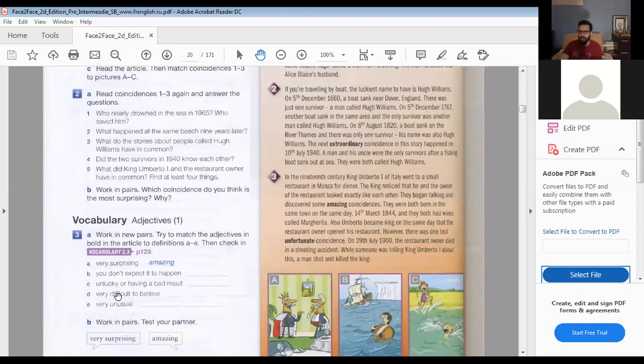Okay. So the first one is B, amazing. The second one, you don't expect it to happen. Unexpected. All right. So let's write this. So you think this is unexpected. What about unlucky or having a bad result? Unfortunate. All right. So unfortunate.